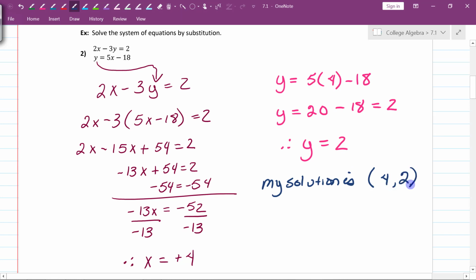And that point right there is the one point that both of these lines have in common, and it occurs at the intersection of those two lines. So my solution is the point 4, 2. Go ahead and pause the video and plug both of these numbers back into our original equations and make sure that they check out. This is what you should do on your exam whenever you take an exam.